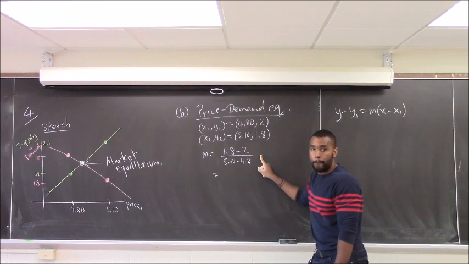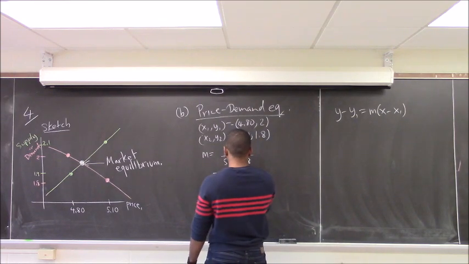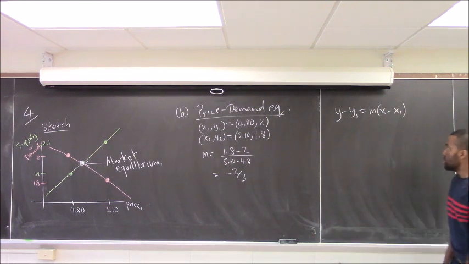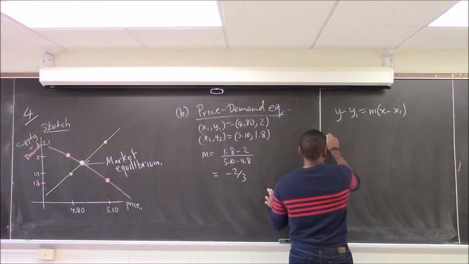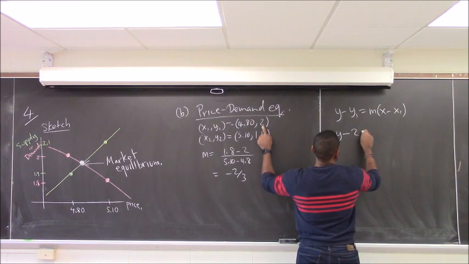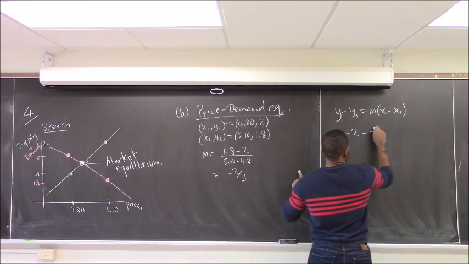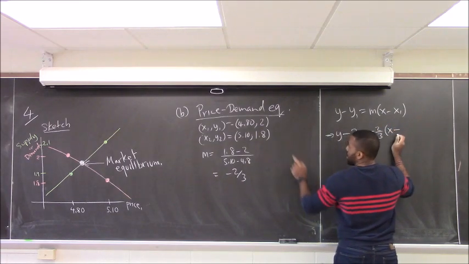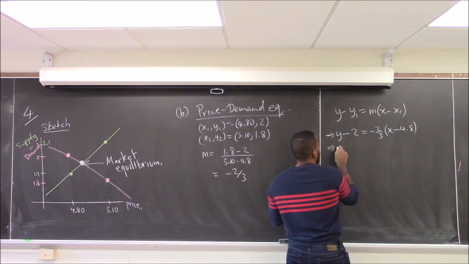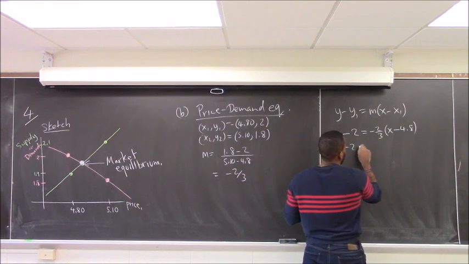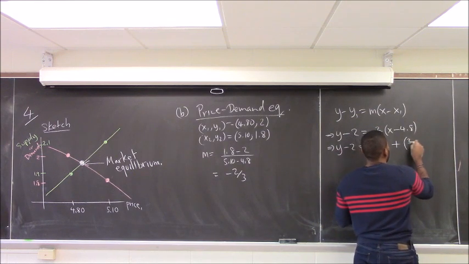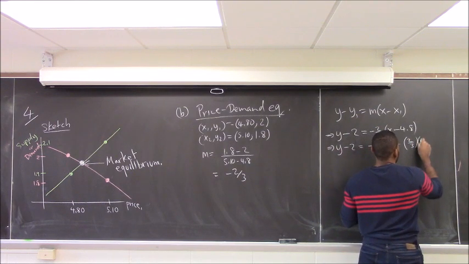Yeah, negative 2/3. Minus 2/3? You agree? Let's get some consensus here. Okay, so now I'm going to plug in y minus, pick any y coordinate, let's pick the 2 because it's nicer. y minus 2 equals minus 2/3 x minus 4.8. So this means it's going to be y minus 2 equals minus 2/3 x plus 2/3 times 4.8.